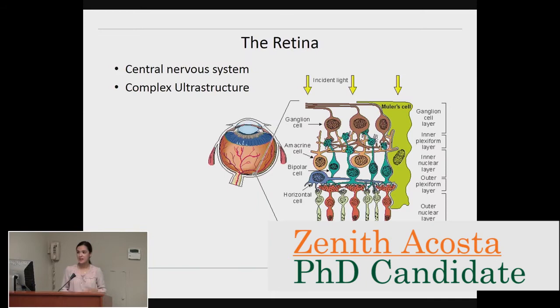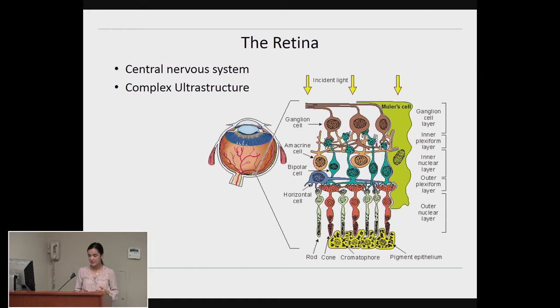So the retina is part of the central nervous system. It's a very complex structure composed of several retinal layers of cells that are connected with each other. In the retina, the light goes through the photoreceptors, and then it is transduced into electrical signals that are then transmitted to the brain, making the retina a very important element in the visual pathway.